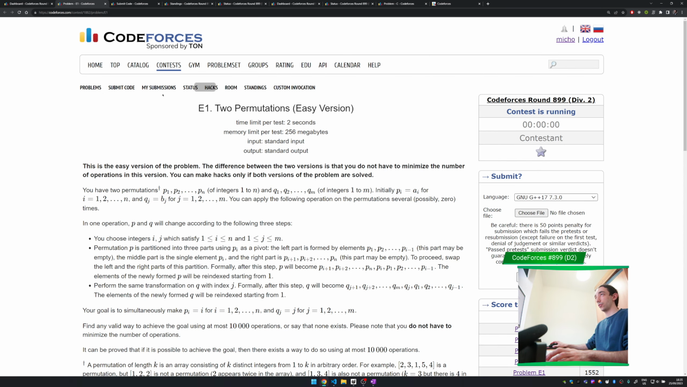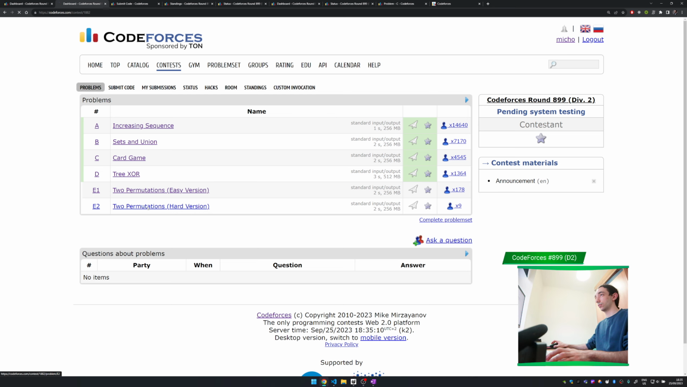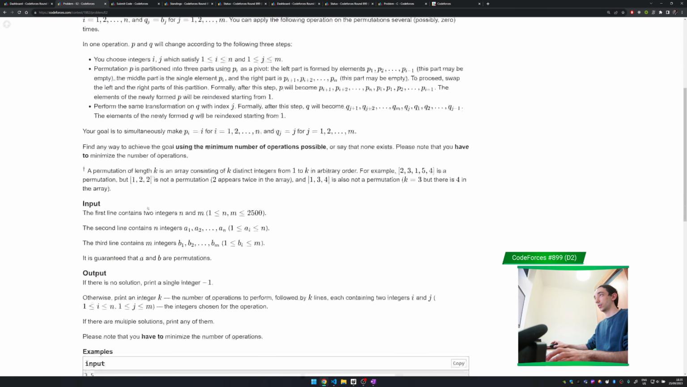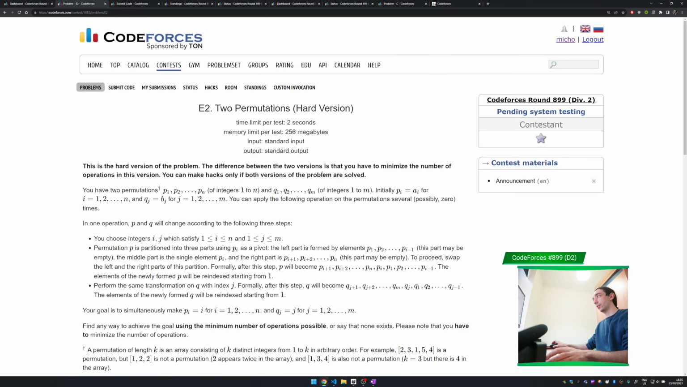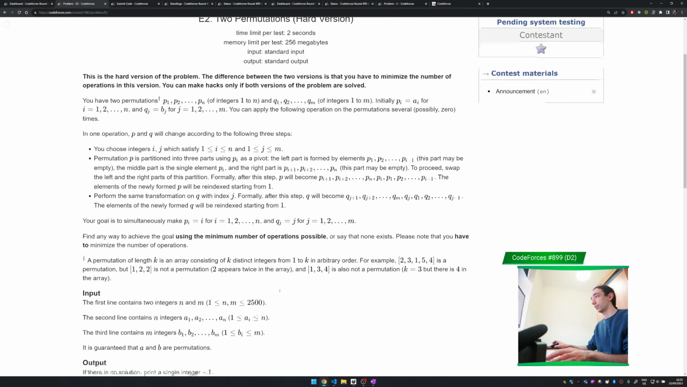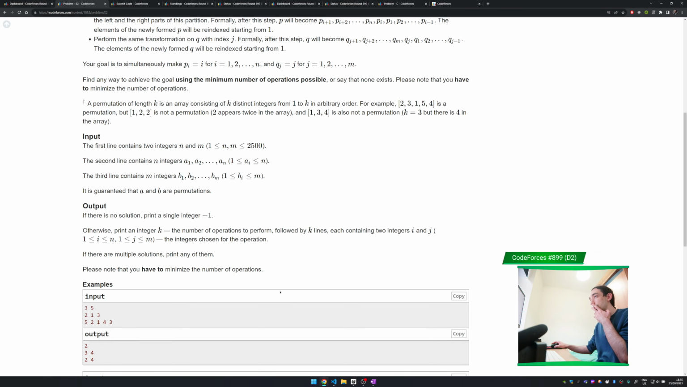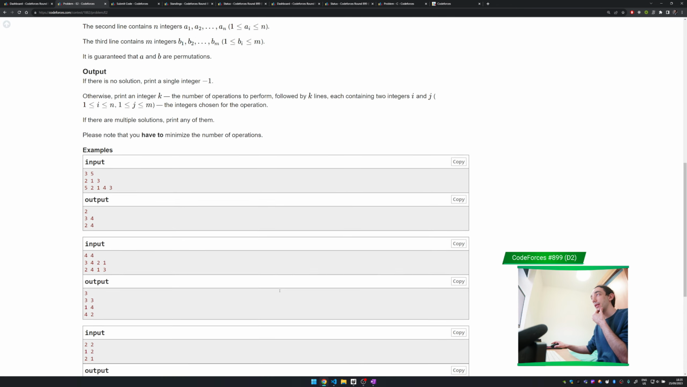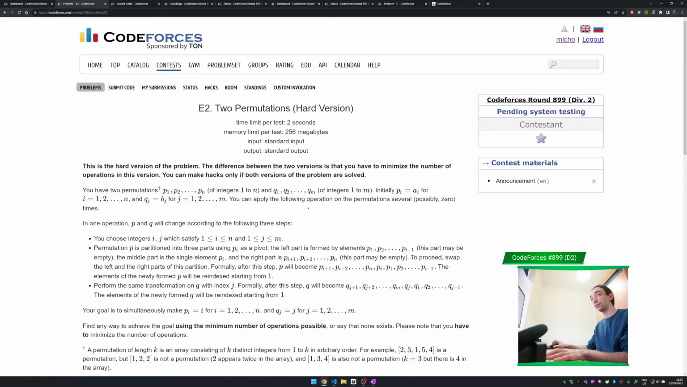And this may solve even E2. Using the minimum, I don't know how to prove that this is the minimum number of operations, but I think this should be kind of correct. Minimum number of swaps, then you use this kind of technique to swap around numbers. I'm not sure exactly, but I think these are the solutions.